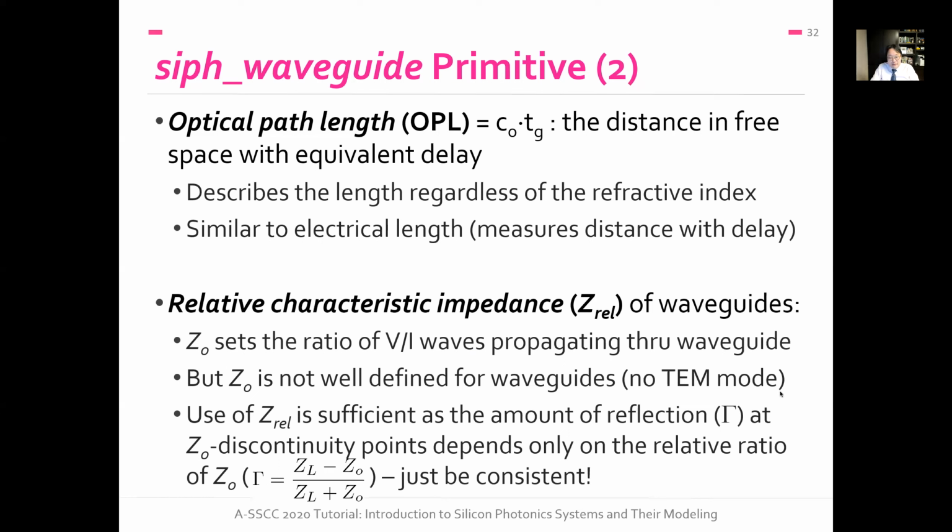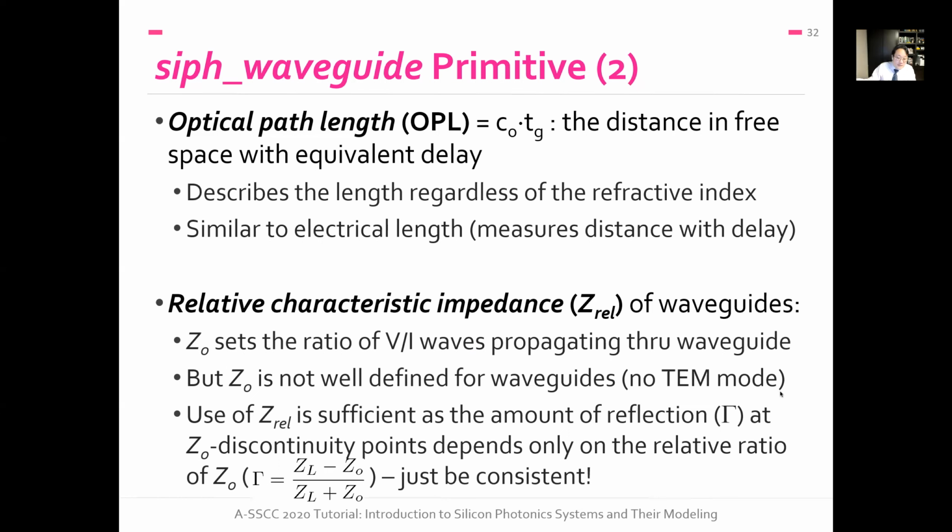But it turns out that we don't really need to define them accurately, because we don't really care about the absolute value of this characteristic impedance. To describe the reflection behavior, all we care about is the ratio. Let's say you have two waveguides being connected. The reflection behavior depends only on the ratio between the characteristic impedances of these two waveguides. So no matter how you define it, as long as you define it in a consistent way, it will give you the same ratio.